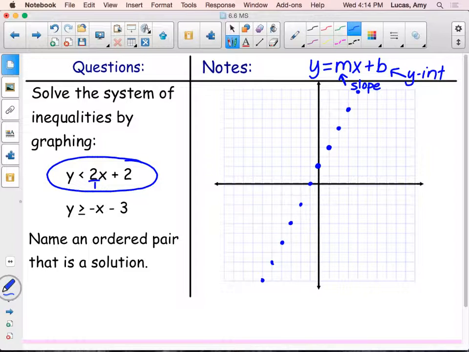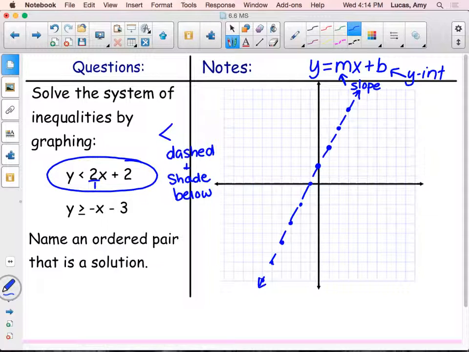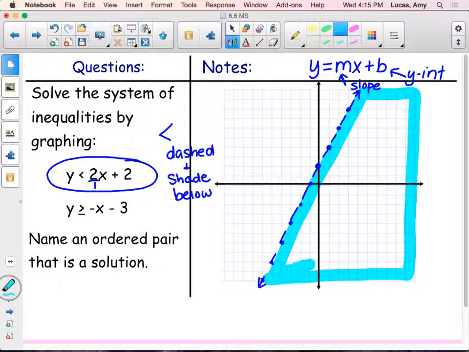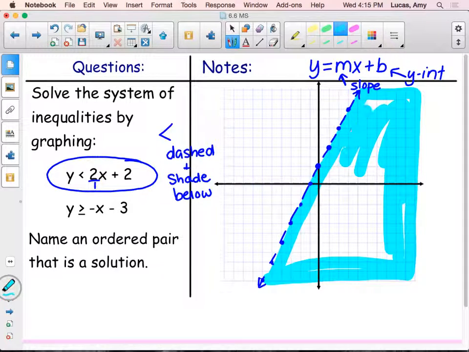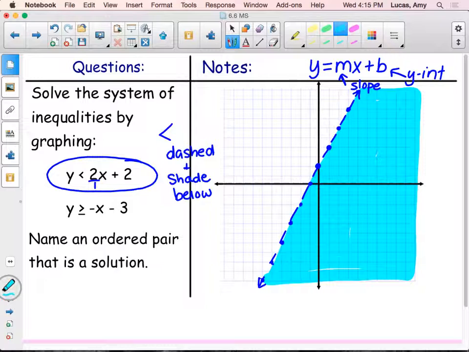And then I need to remind you that this inequality symbol is less than, so that means it's going to be dashed and shaded below. Dashed and shaded below. So I'm not going to connect this with a solid line. I'm going to make it a dashed line because the plain less than symbol without a line under it tells me that it's a dashed line. And then because it's a less than symbol, I'm going to shade below the line. So below the line would be over here on this side. With your pencil, you can shade lightly, or you could do horizontal lines or vertical lines. You could do something to shade that side of your graph lightly.